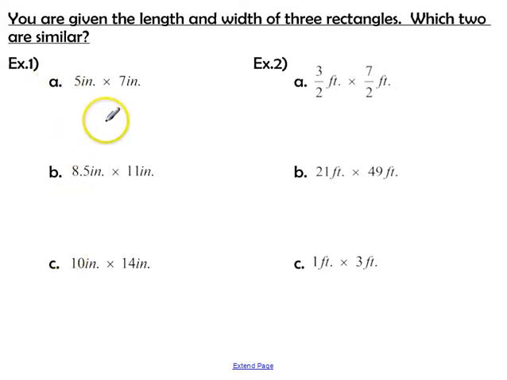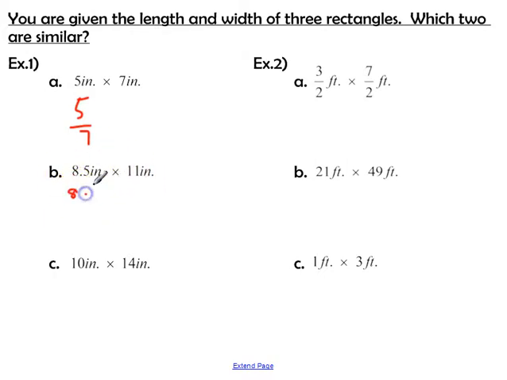the same ratio. So when you compare the two side lengths, 5/7, we want to make sure we simplify that as much as possible. So 5/7 cannot be simplified anymore, so that's as far as we can go. In rectangle B, we have a length of 8.5 and a width of 11.